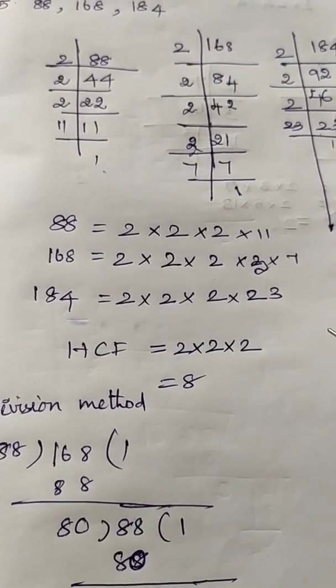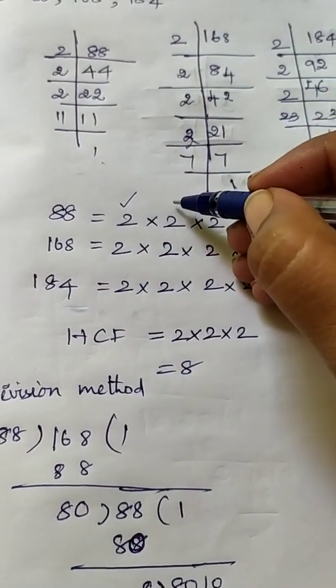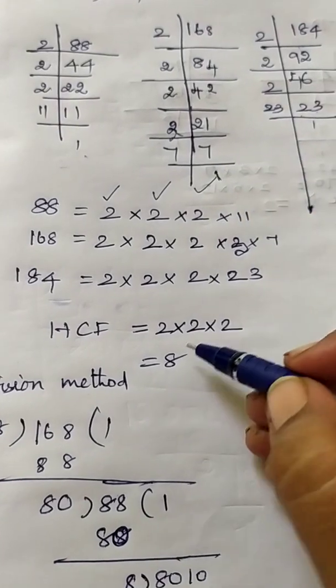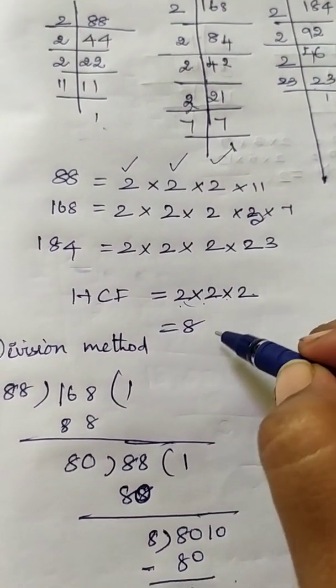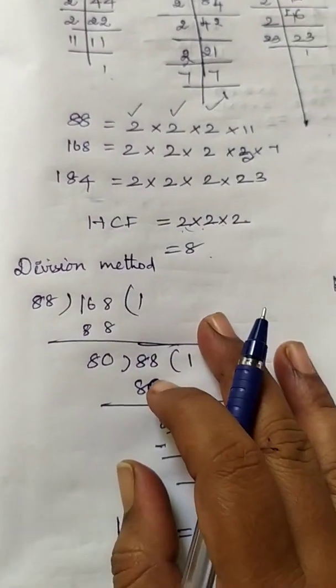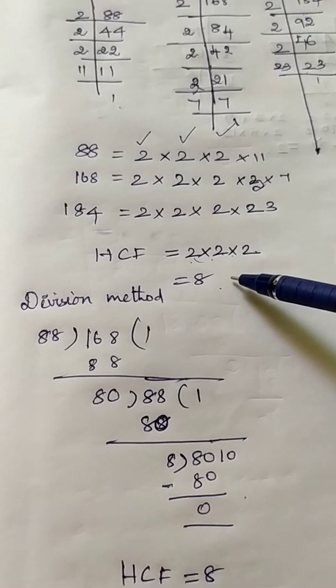We have to check the highest common factor. In the numbers you have 2, again 2 is common, 2 is common. So it can be written as 2 into 2 into 2, 2 2s are 4, 4 2s are 8. Your HCF is 8. When you do it by the prime factorization method, your answer is 8.